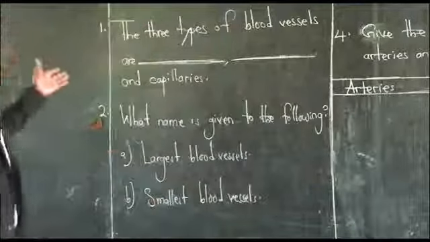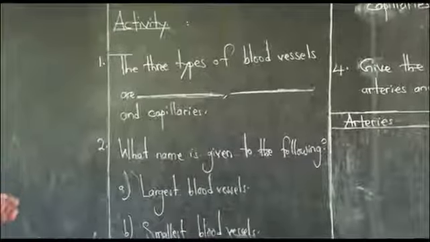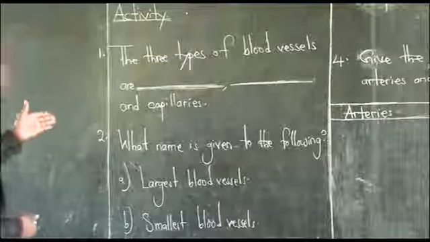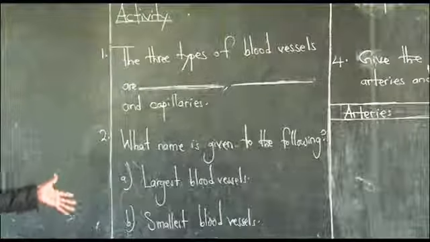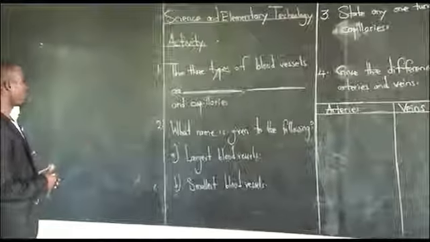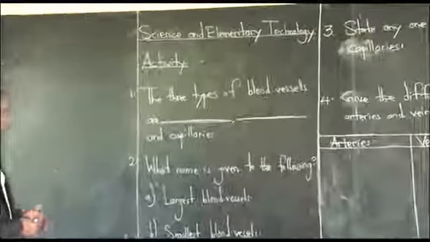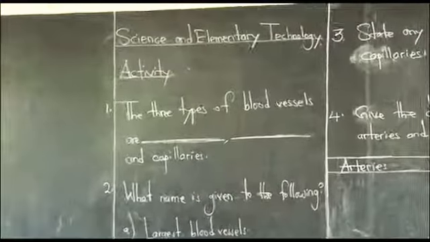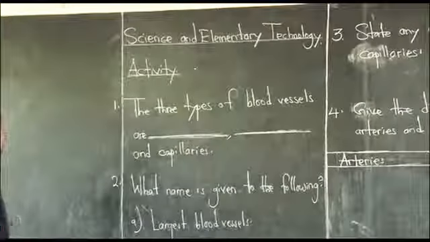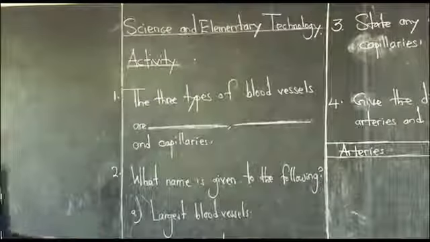Majorly in our lesson today we are going to have an activity, which we are doing together. It's just about the work we've been learning, so it's good that we can revise it. Number one says, the three types of blood vessels are dash, and capillaries. We have been given one of them, but we need to understand first, what are blood vessels?